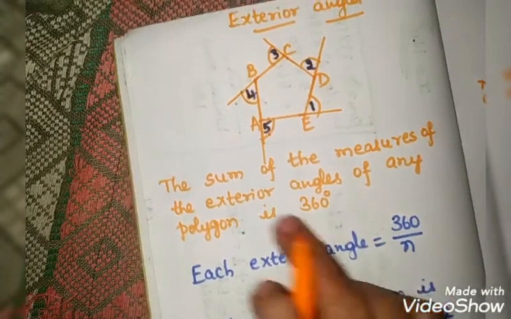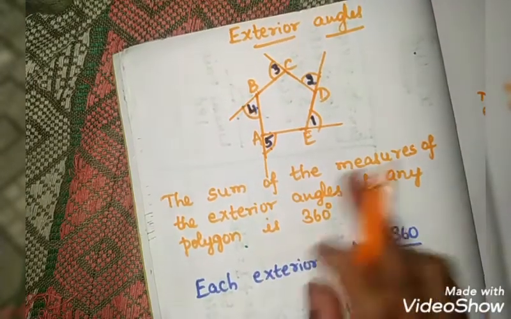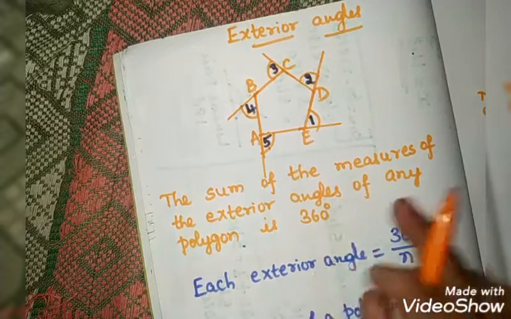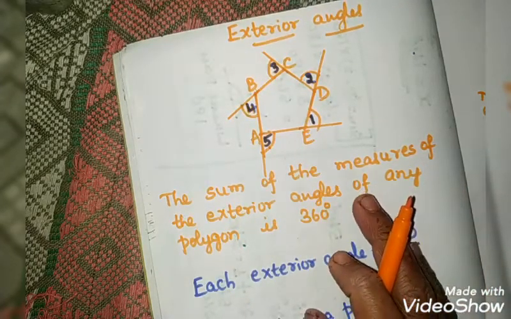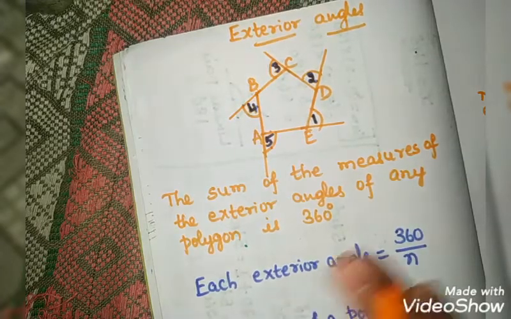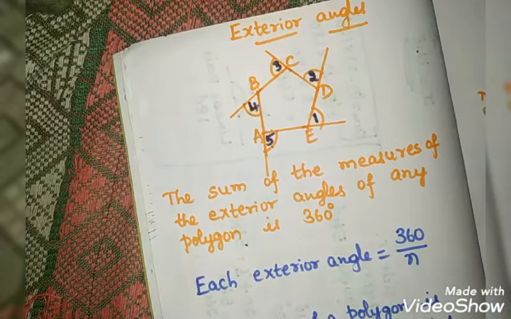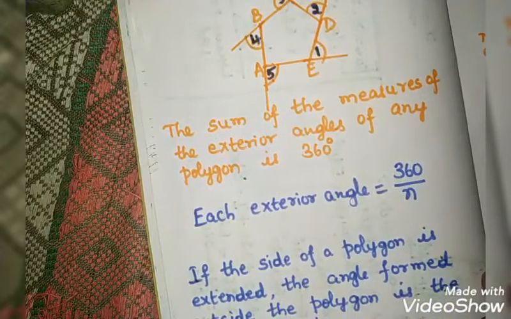So, now what about the sum of these exterior angles? The sum of the measures of exterior angles of any polygon is always equal to 360 degrees. No change in it. Always the sum of the measures of all the exterior angles of any polygon. If you take a triangle, or a pentagon or a hexagon, it will be the same. The sum of the measures of the exterior angles of any polygon is equal to 360 degrees.